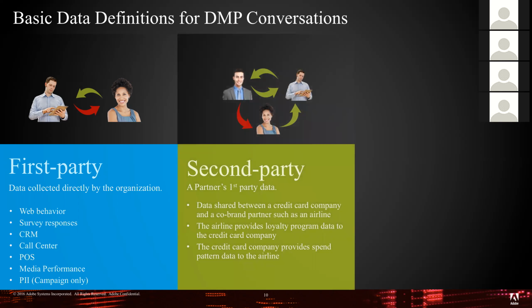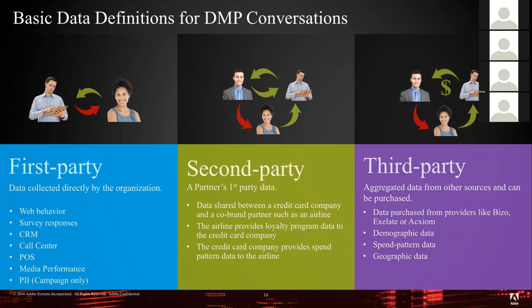Second party data gets a little bit more esoteric, but it's a partner's first party data. So data shared between a first party and another first party becomes second party data. And there's an example here where data shared between a credit card company and a co-brand partner, such as an airline. So if you have an airline affinity card and the card issuer shares your data on your usage of that card with that airline, that is considered second-party data to that airline. It's collected on their behalf by a partner that is a first party to the consumer.